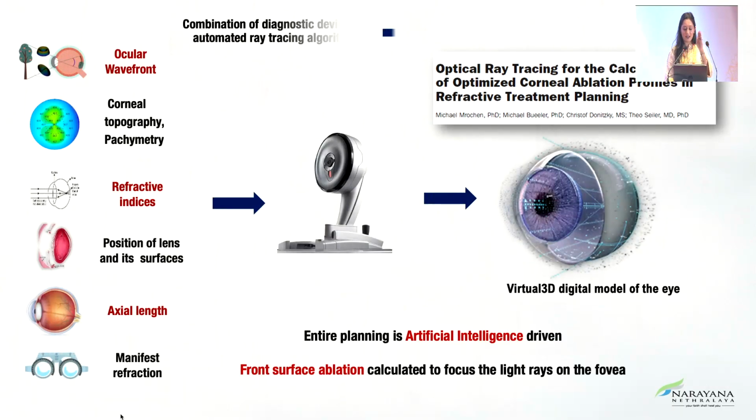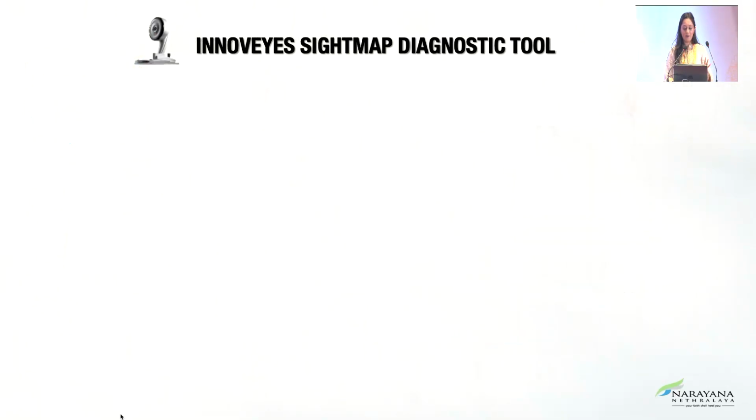And as I mentioned, it takes into consideration the aberrations from every part of the eye. It's a combination of all of these things. You also have to enter the manifest refraction, and then it calculates the virtual 3D digital model of the eye. The entire planning is based on artificial intelligence-driven surfaces, and the front surface ablation is calculated to focus the light rays on the fovea. So that is how the aberration is planned.